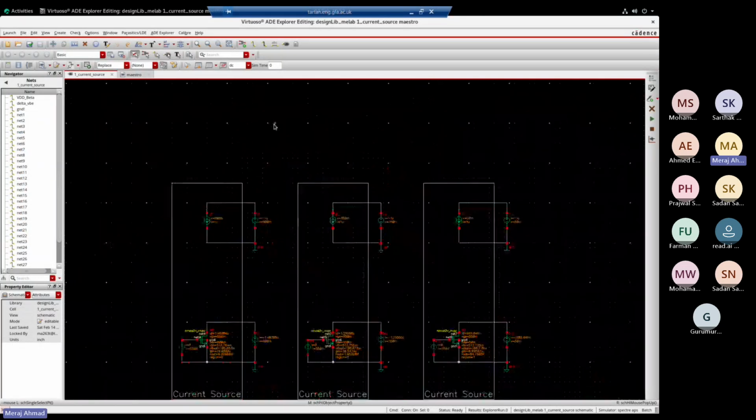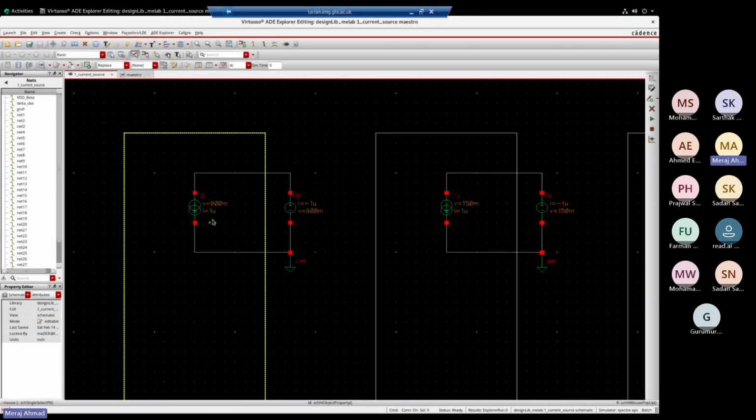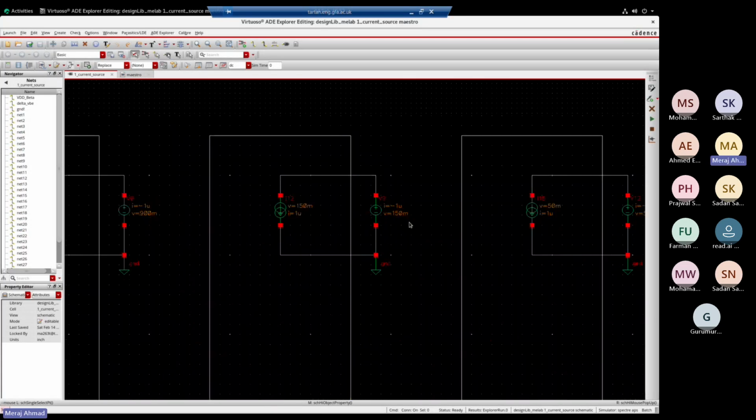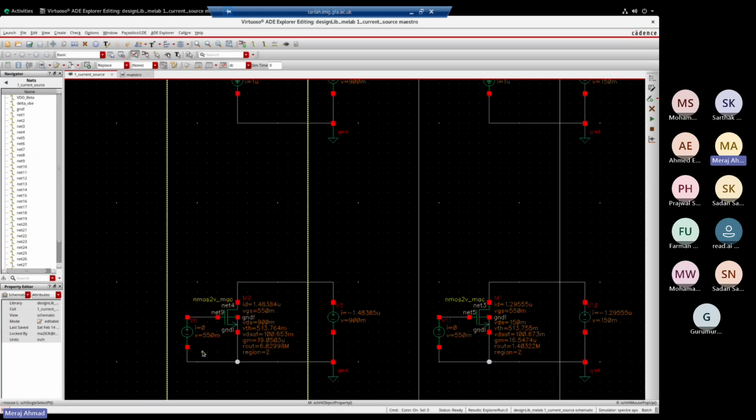I took one example, an ideal current source of 1 micro, and just applied the same thing which we discussed. I kept 550 millivolt because I'm using TSMC 180 nanometer technology. This is just to show that when you run the DC simulation and then annotate, you can see the regions, gm, VTH.